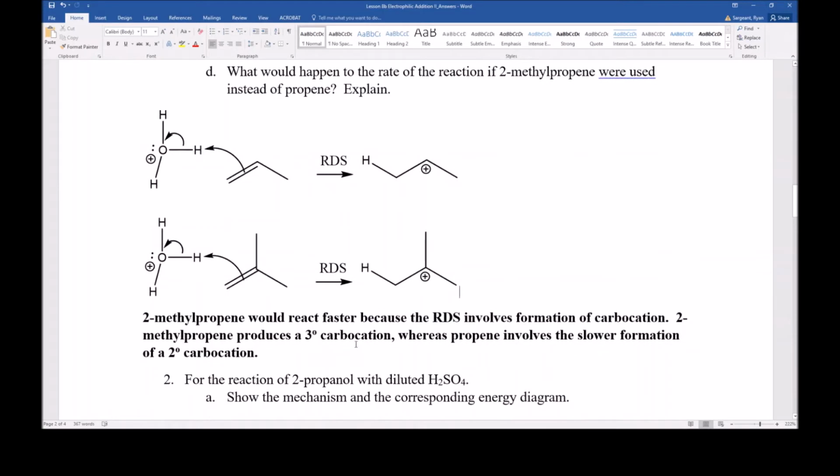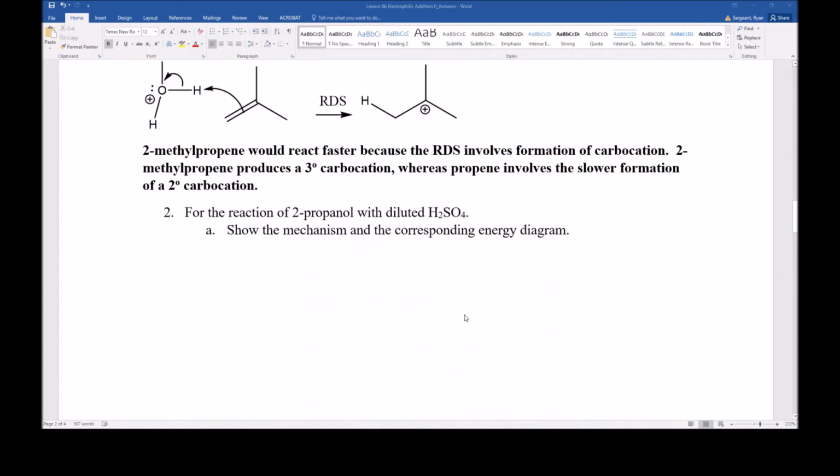2-methylpropene produces a tertiary carbocation, which is more stable and forms faster, whereas propene involves the slower formation of a secondary carbocation, hopefully reminding you of the fact that tertiary carbocations are easier to make, faster to form than secondary carbocations in the reactions that we've seen.